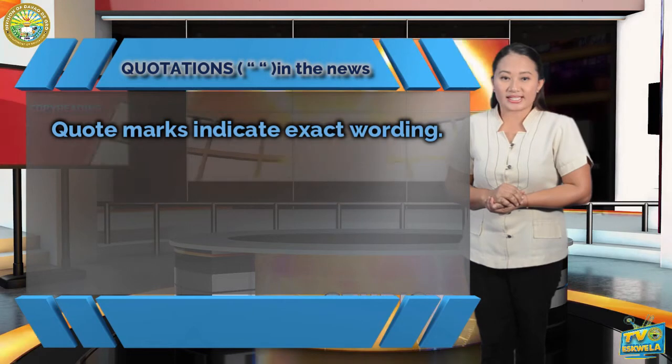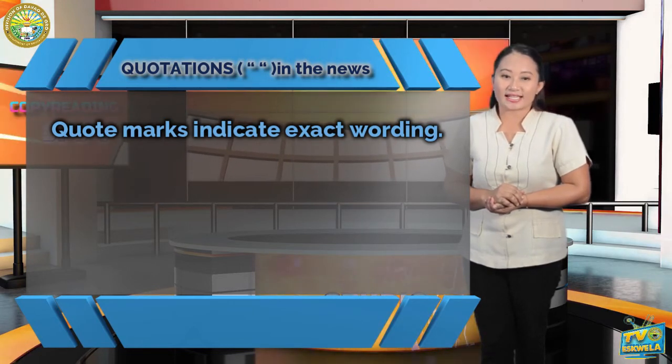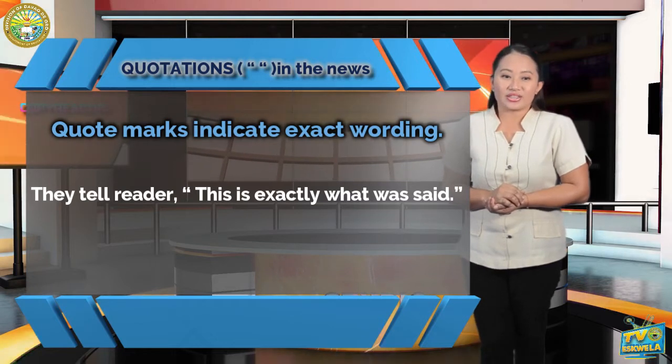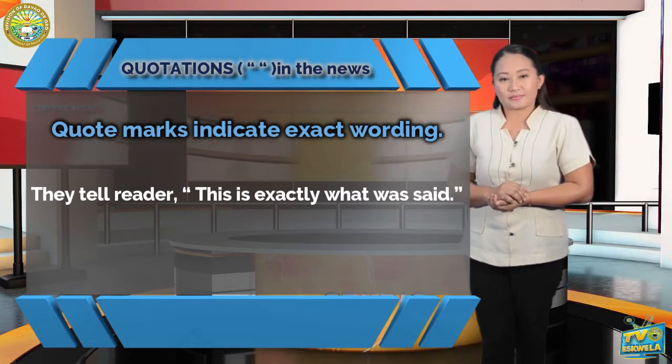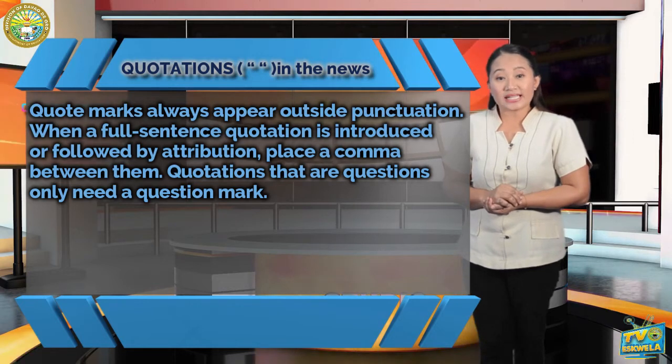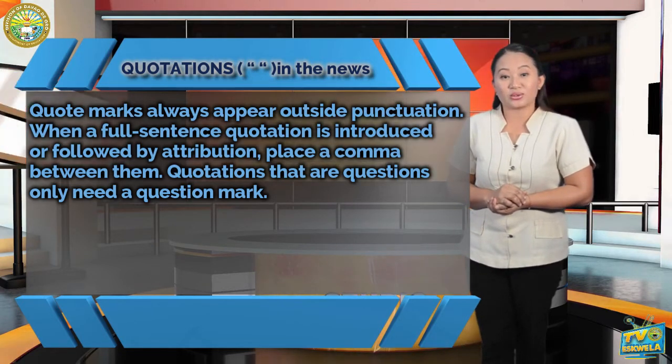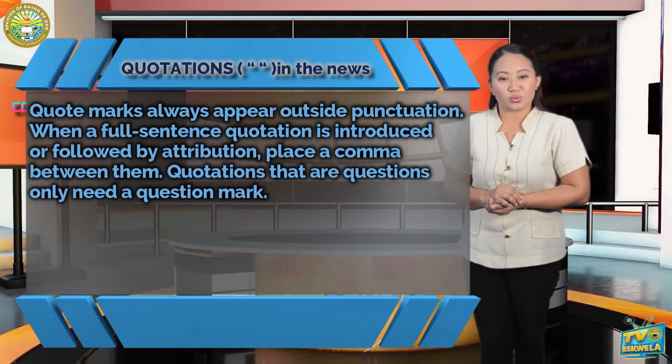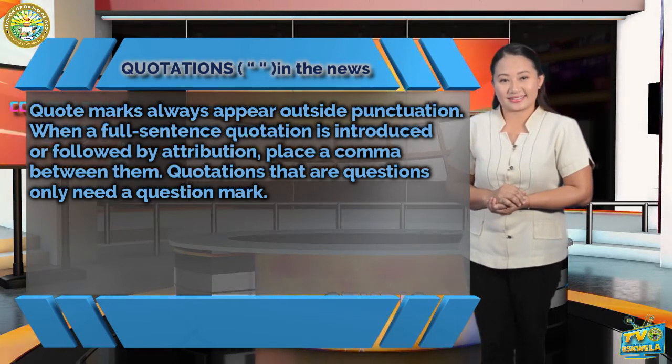In news writing, there are times we use quotations. As learner journalists, we need to be guided on how to properly use quotations. Quotations in the news. Quote marks indicate exact wording. They tell the reader, this is exactly what was said. Quote marks always appear outside punctuation. When a full sentence quotation is introduced or followed by attribution, place a comma between them. Quotations that are questions only need a question mark.